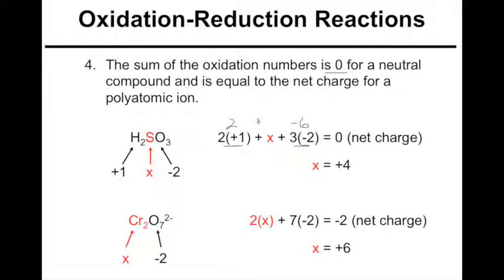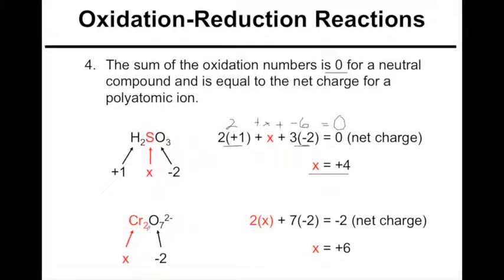So then we have our 2 plus x plus a -6, if I can write that neatly. 2 plus x plus -6 has to add up to the net charge, but this is a net charge of 0. So if we use some algebra here, we can calculate that the oxidation number, not the charge, on the sulfur is a +4.